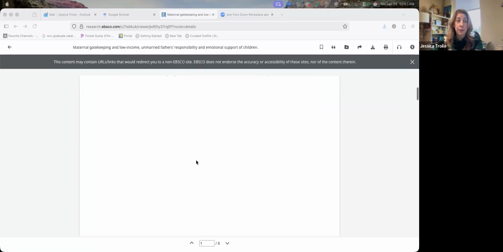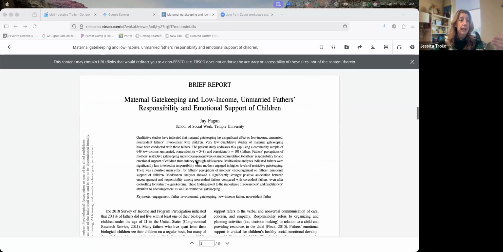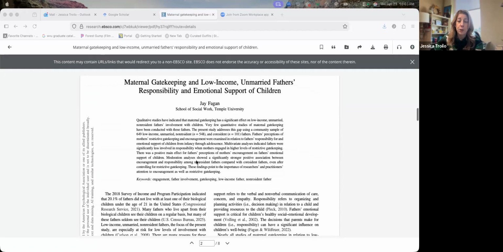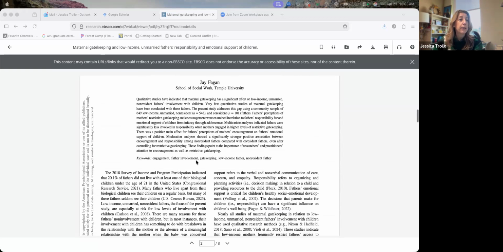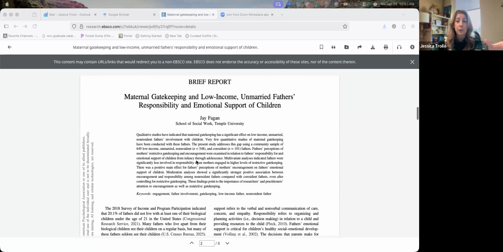So you are assigned a research article that, again, has this abstract, has research questions or hypotheses, has that method section, has the results, and then a discussion. And you go to read this. Now, this is in my research area. I like Jay Fagan a lot. He does great work, and it's about fathers. So I would read this through, and I would be interested in what the findings were.